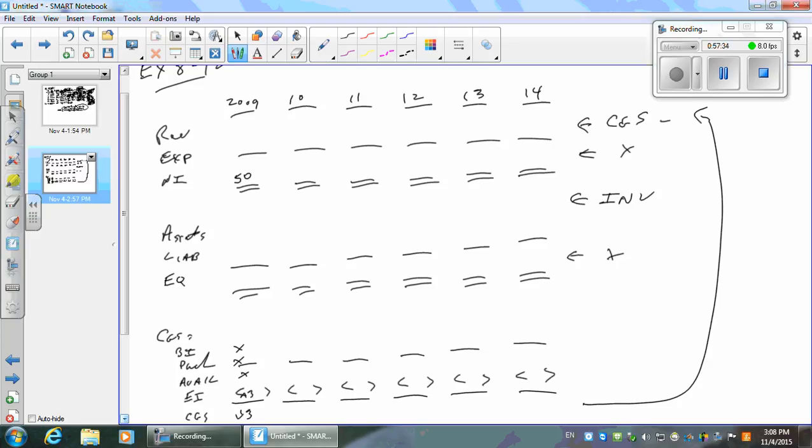Cost of goods sold is too low by 3, which means my total expenses are too low by 3. If revenues are fine and my expenses are too low by 3, what's wrong with net income? Overstated by 3. It's too high by 3. Tell me the correct income. 47. And what's wrong with my assets? The inventory account was overstated by 3.